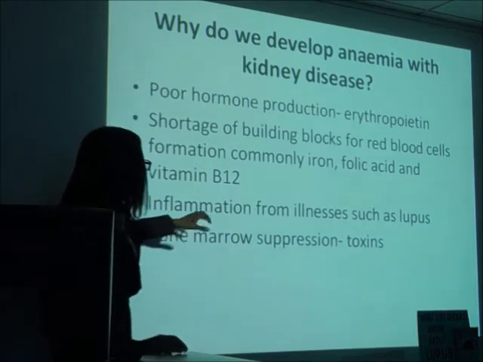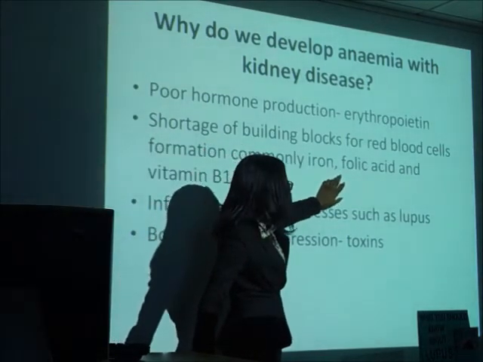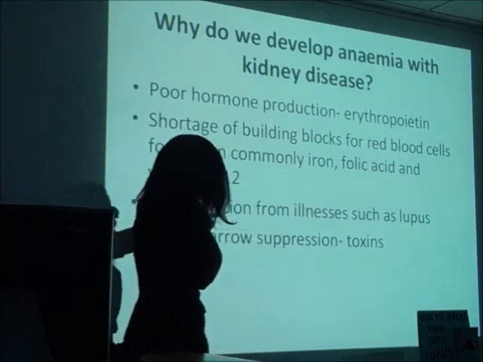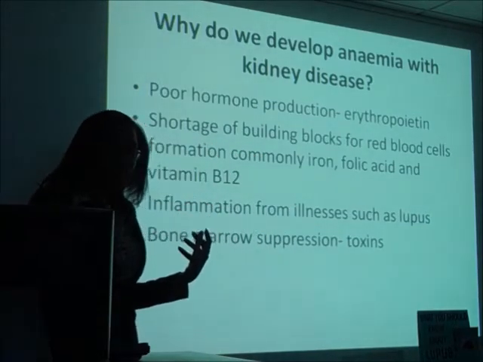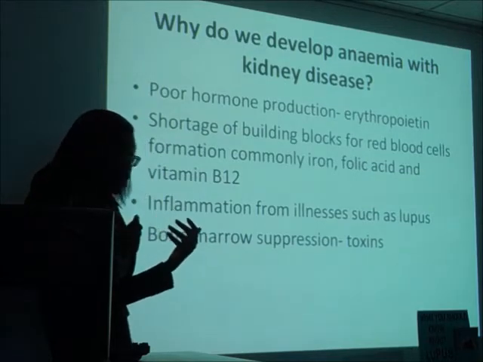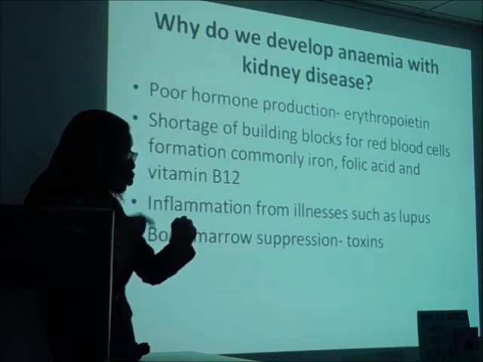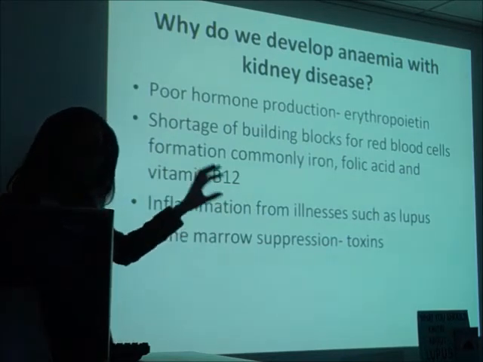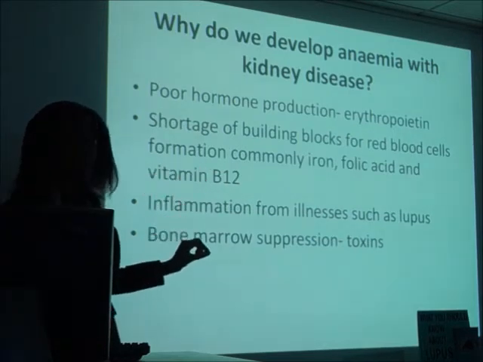And then we have that problem of we become deficient in those essential building blocks for red blood cells, the iron, the folic acid, and the B12. And then also there's the fact that if you've got kidney disease or if you've got inflammation, even from lupus, it affects the bone marrow. And the bone marrow is what produces the red blood cells. And so anemia is very common. It's common in lupus, and it's even more common if you've got kidney disease in association with it.